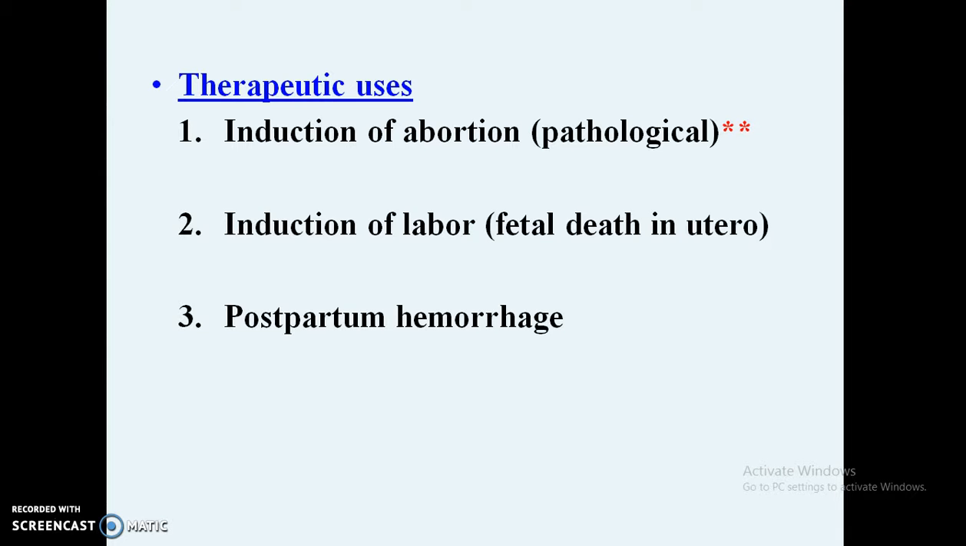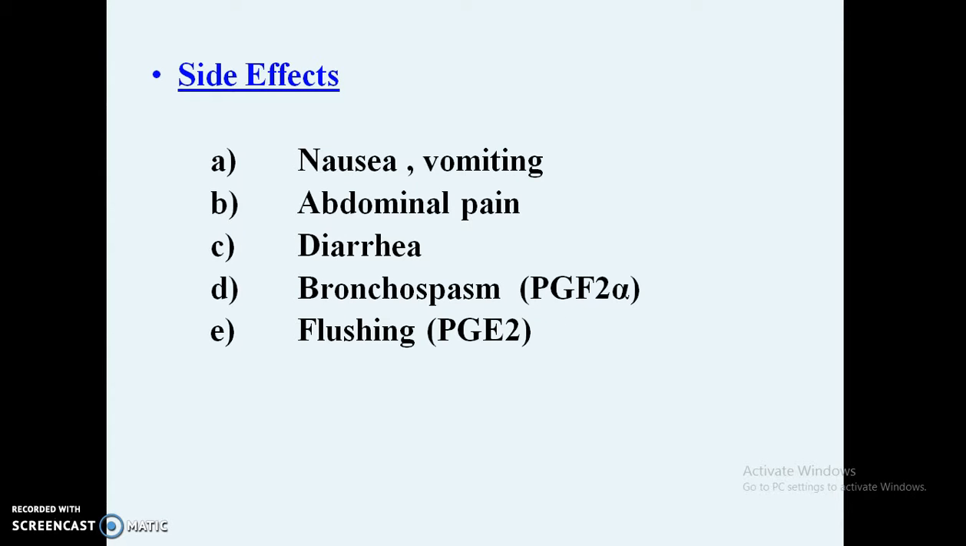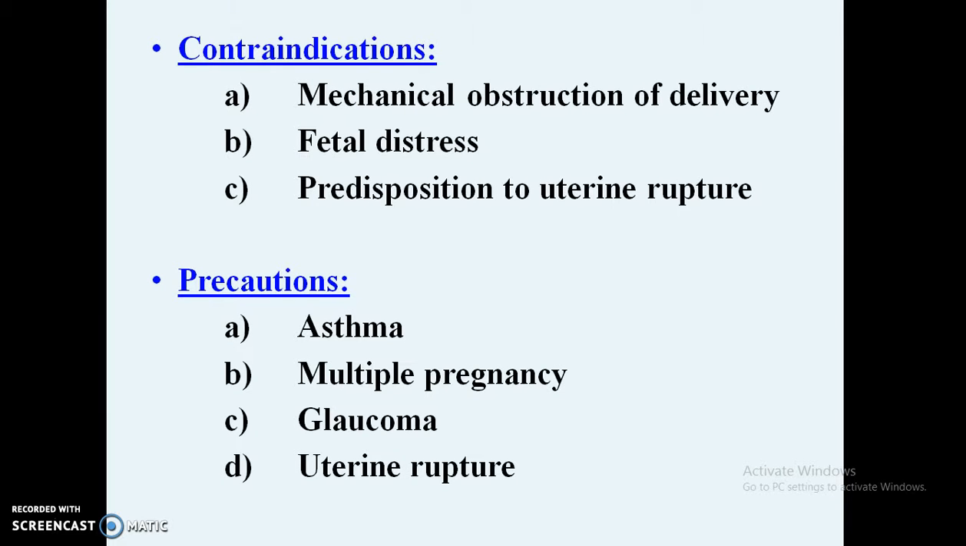then postpartum hemorrhages. The side effects are nausea, vomiting, abdominal pain, diarrhea, bronchospasm, and flushing due to the action of prostaglandin E2 and prostaglandin F2 alpha on the respiratory tract. Contraindications: it should not be given if there is a mechanical obstruction for the delivery, fetal distress, or predisposition to uterine rupture, and precautions are it should be given cautiously in asthma, multiple pregnancy, glaucoma, and uterine scarring.